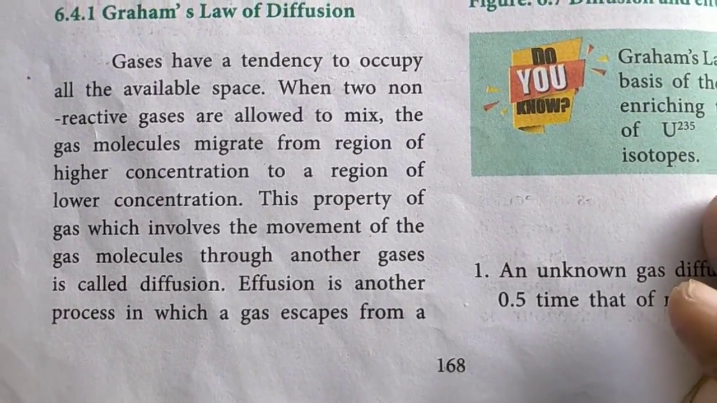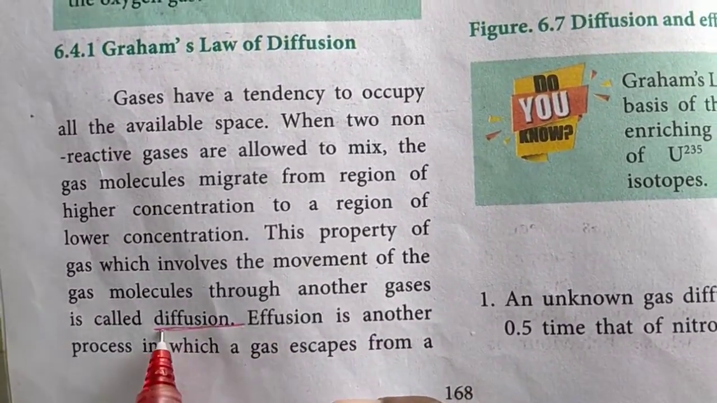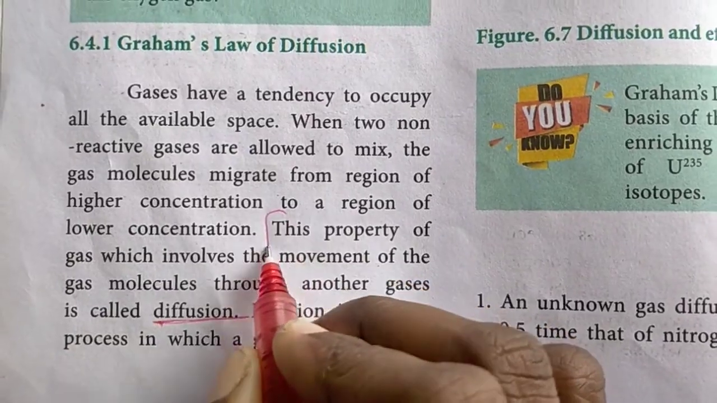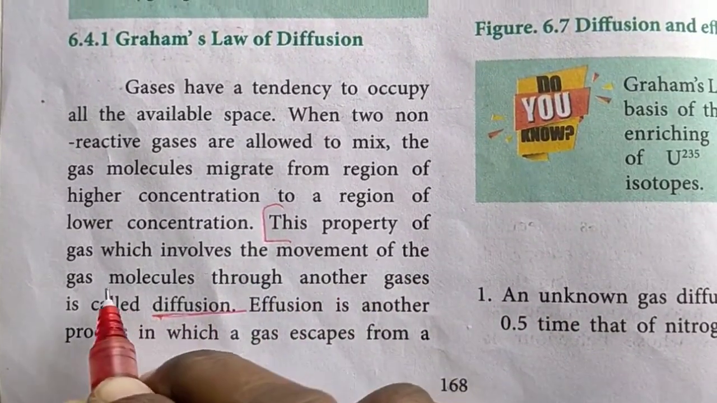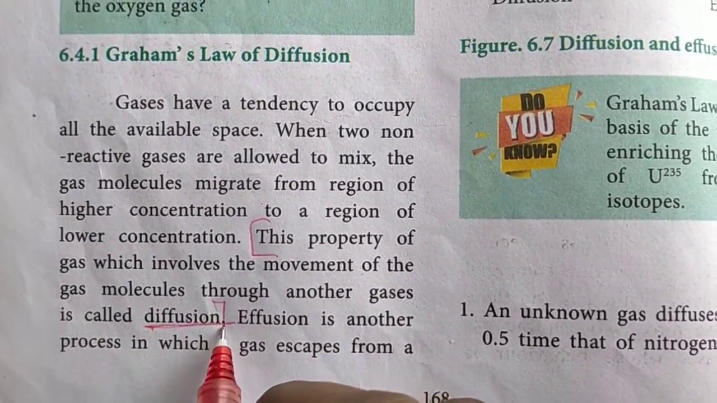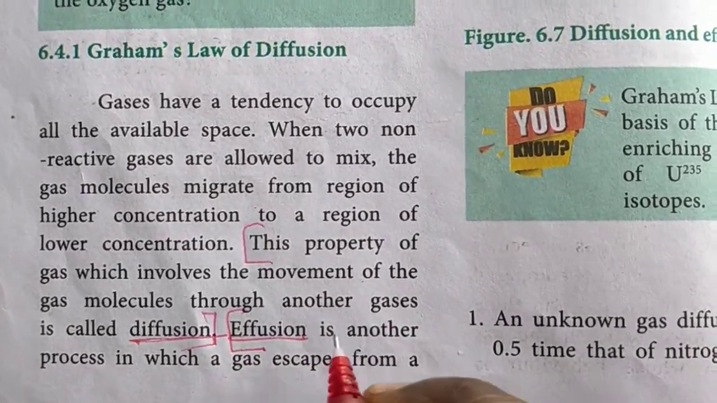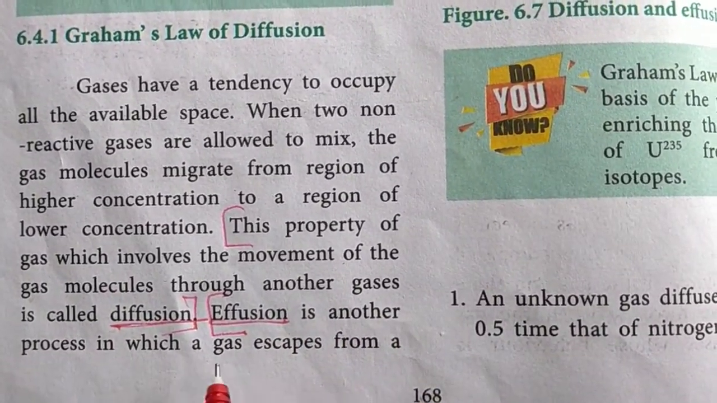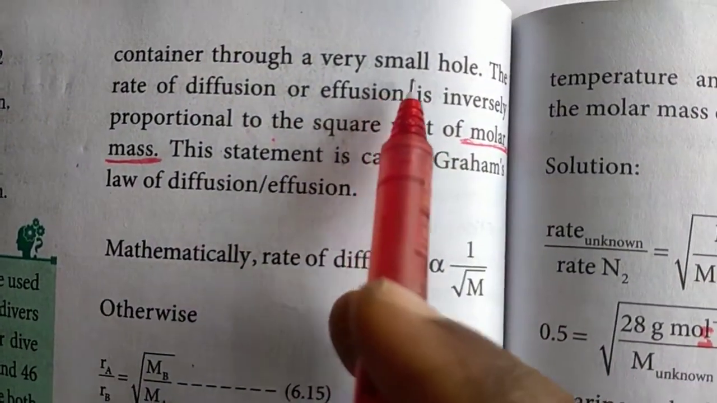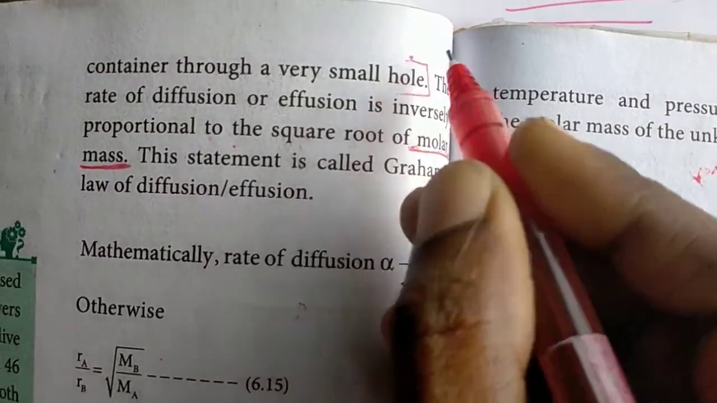Take page number 168 and mark the question. What is diffusion? The property of gas which involves the movement of gas molecules through other gases is called diffusion. And what is effusion? Effusion is another process in which gas escapes from the container through a very small hole.